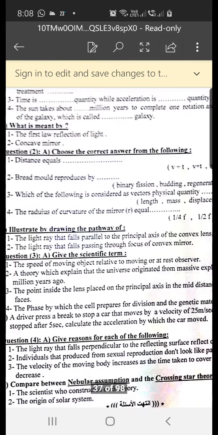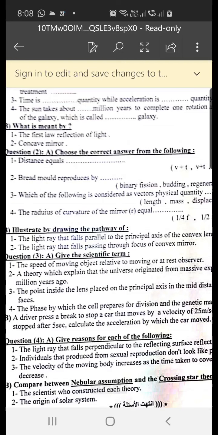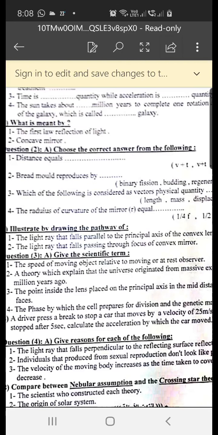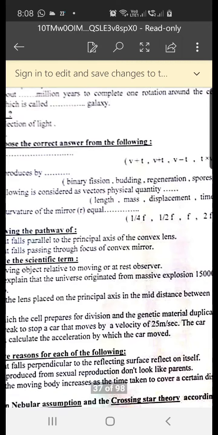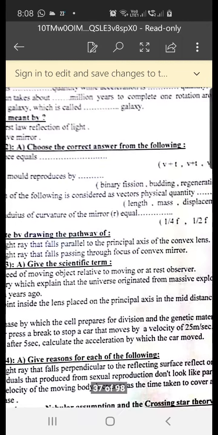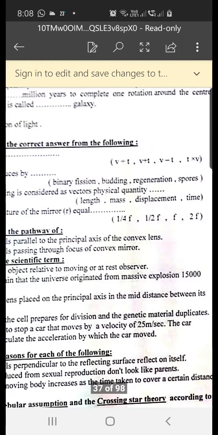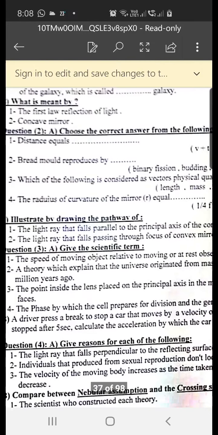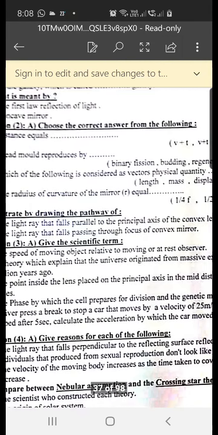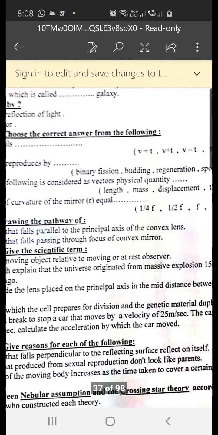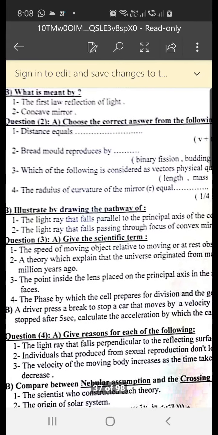Number 2, bread mold reproduces by binary fission, budding, regeneration, or spores. The answer is spores. Because it is from fungi, it reproduces by spores, or sporogony, or spore propagation.